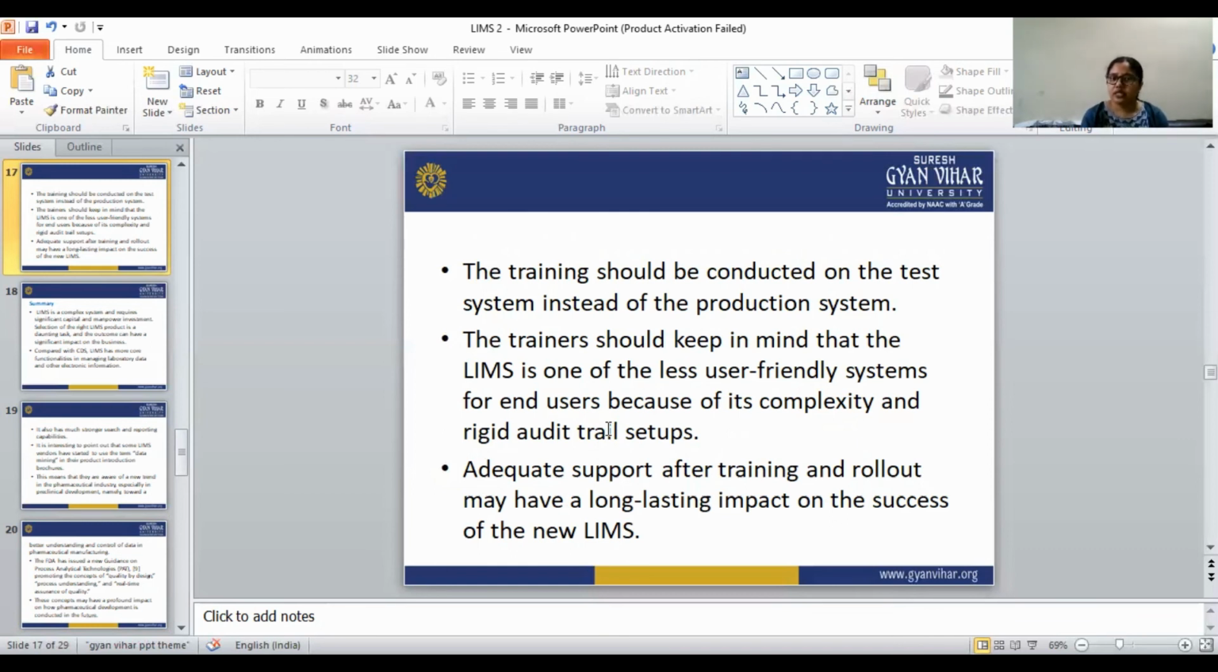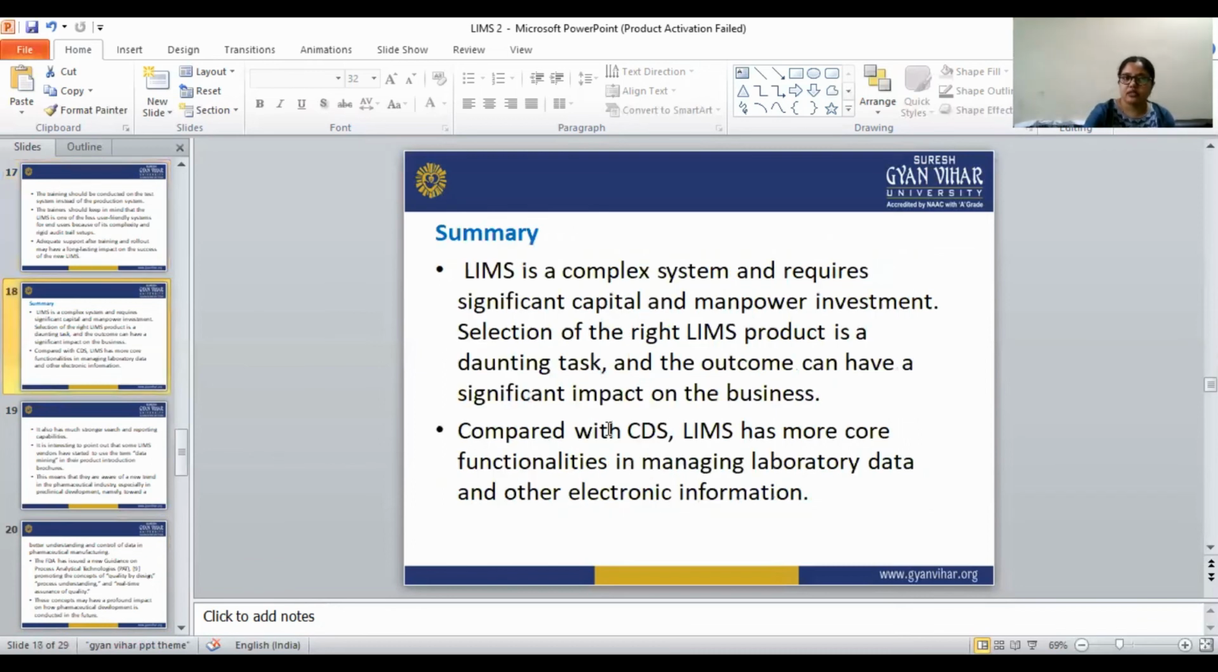Okay, so the trainer should keep in mind all the things. Adequate support after training and the rollout may have a long-lasting impact on the success of the new LIMS. So adequate support is necessary after the training and the rollout. This is all about the implementation.